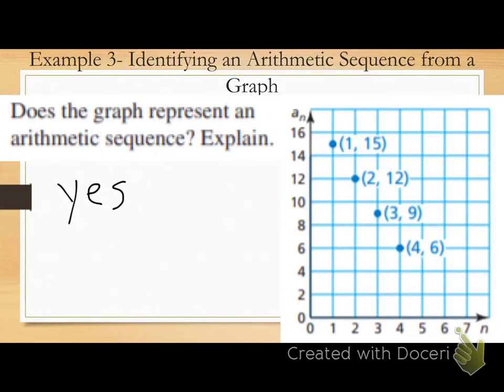Negative 3. Yeah, it's decreasing by 3 each time. So my answer would be yes, because it is a straight line, or because it has a constant rate of change, something like that. Does that mean d equals -3? Oh yeah, the common difference would be equal to -3, because you're adding -3 each time. Yep.